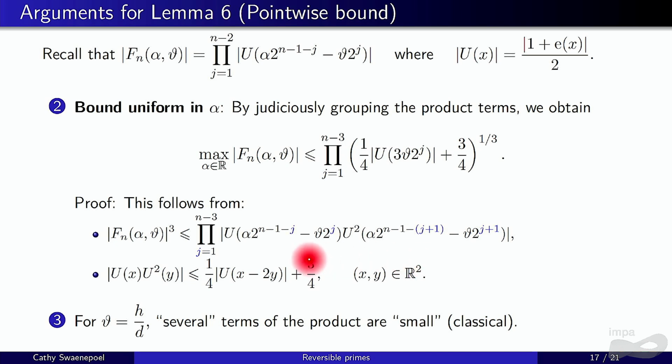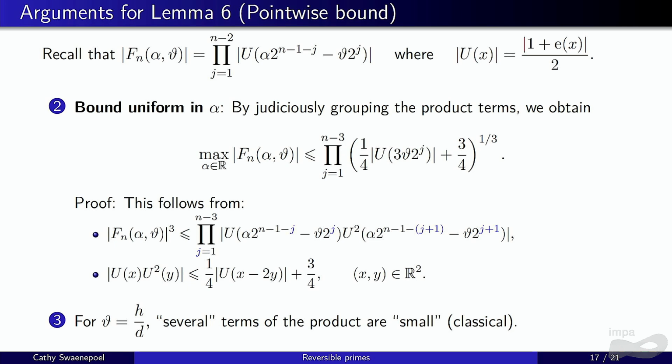And then what we have is something of the form u of x times u squared of y. And from this definition of u, it's not very difficult to see that we have this upper bound which depends on x minus 2y. Our x is this quantity, our y is this quantity. If you compute x minus 2y, the alpha disappears. And so we get this upper bound here, which depends now only on theta. So we have a bound which is uniform in alpha.